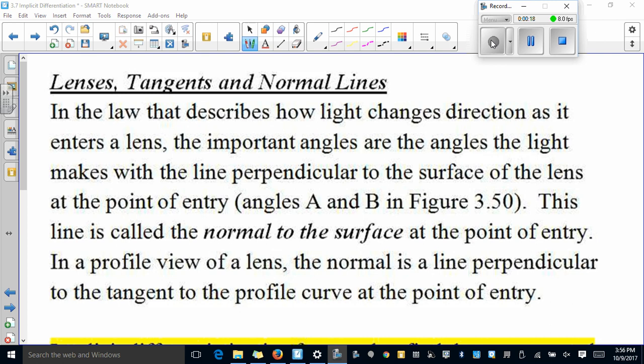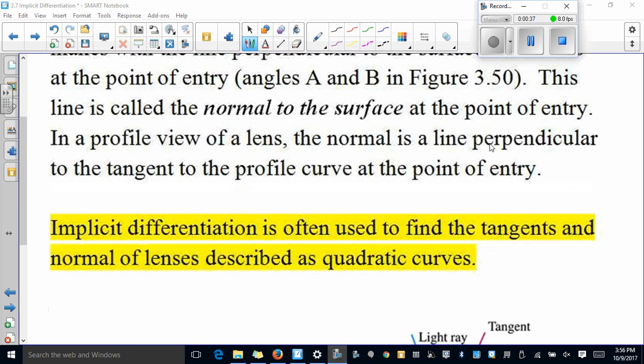This line is called the normal to the surface at the point of entry. In a profile view of a lens, the normal is a line perpendicular to the tangent to the profile curve at the point of entry. Implicit differentiation is often used to find the tangents and normal of lenses described as quadratic curves. So there's the way they're talking about.